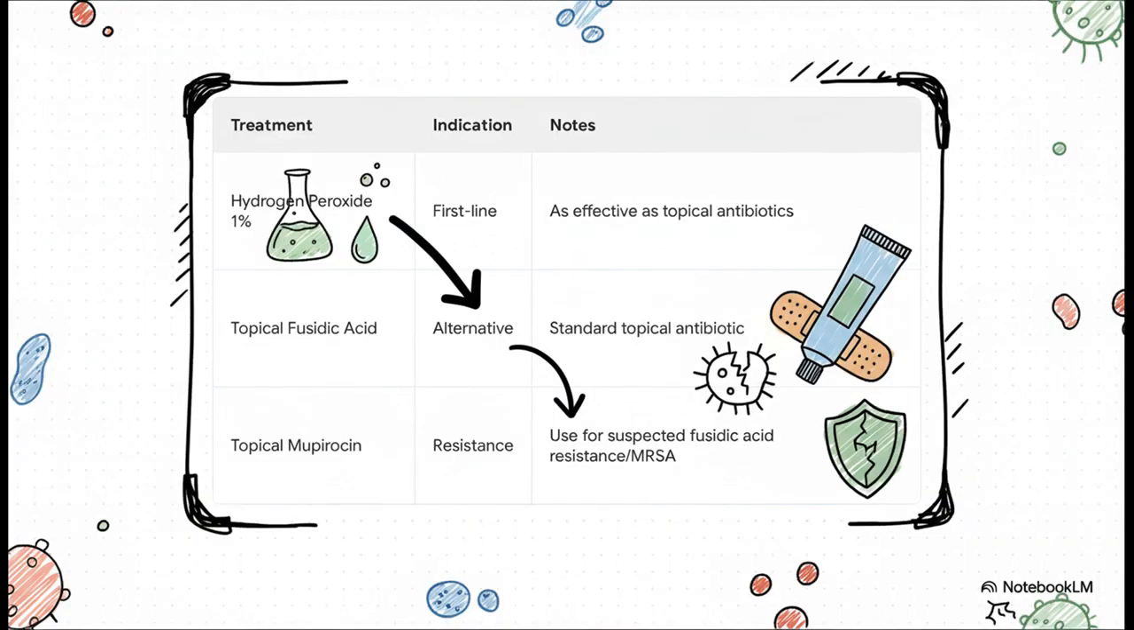This table really lays out the new treatment algorithm perfectly. Hydrogen peroxide 1% is your new first-line choice. Topical fusidic acid, which used to be the star player, is now second line. And topical mupirocin? That needs to be reserved for very specific situations, like if you're suspecting fusidic acid resistance or you're dealing with confirmed MRSA.